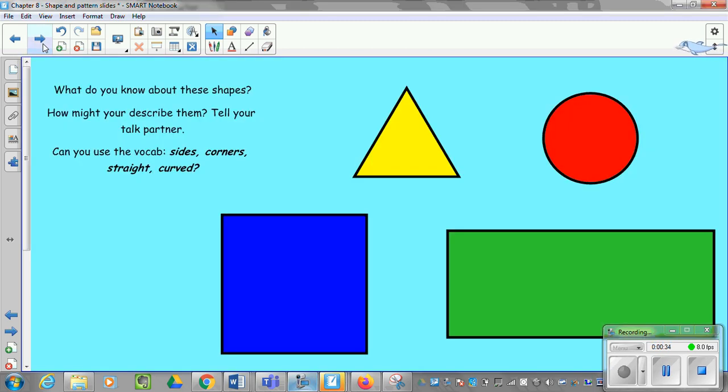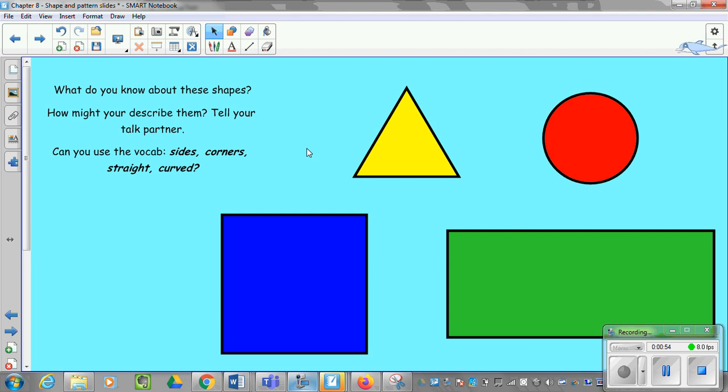So first of all, I want you to tell me what you know about these shapes here. Maybe you know the name of them. Maybe you know some special words to describe them. I want you to pause the video now and tell the person next to you what you know about these shapes. Excellent, well done, welcome back.